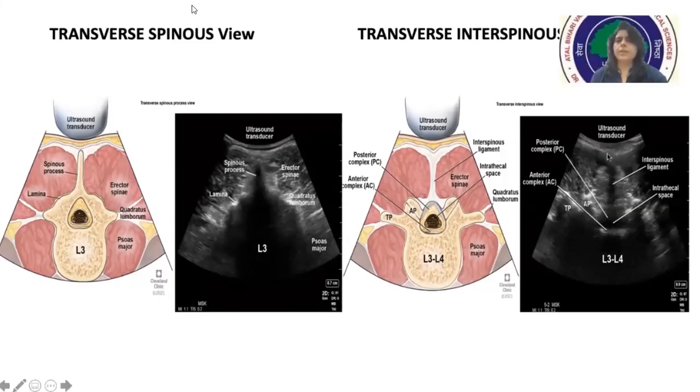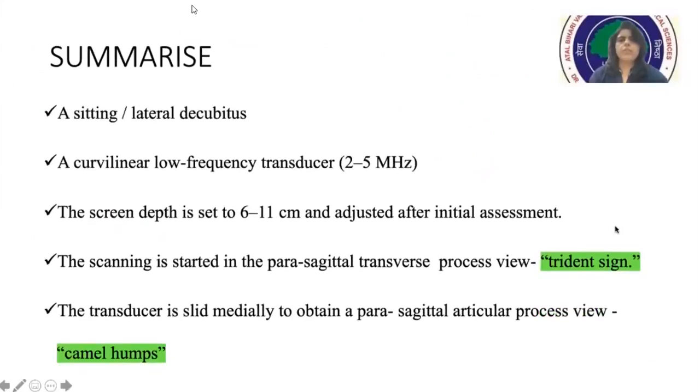And if you move your probe cranially or caudally, you will be able to see the interspinous space. In the interspinous space, this is the interspinous ligament. You can correspond with this. And these are the articular processes here. And these are the transverse processes. You can see it here. And what you are going to see here, this is the posterior complex and this is the anterior complex, and in between is the spinal canal. So now we are aware of what we are going to see in the longitudinal view and in the transverse view.